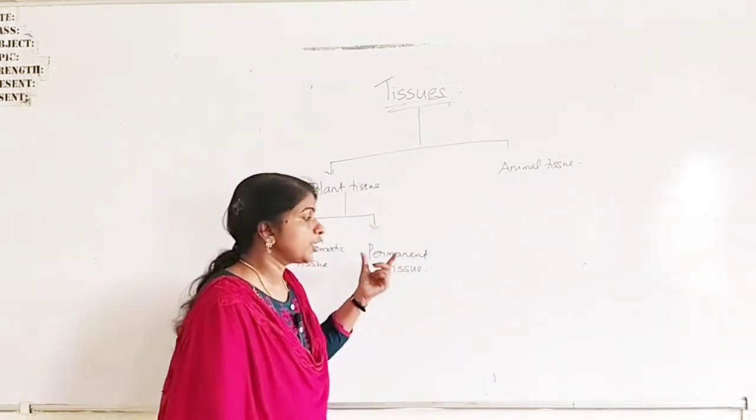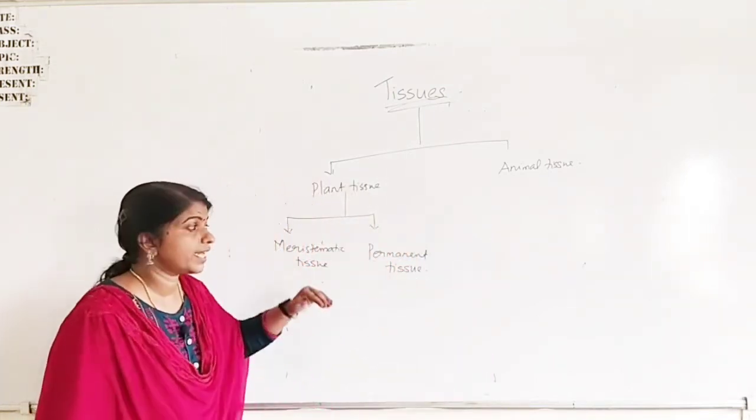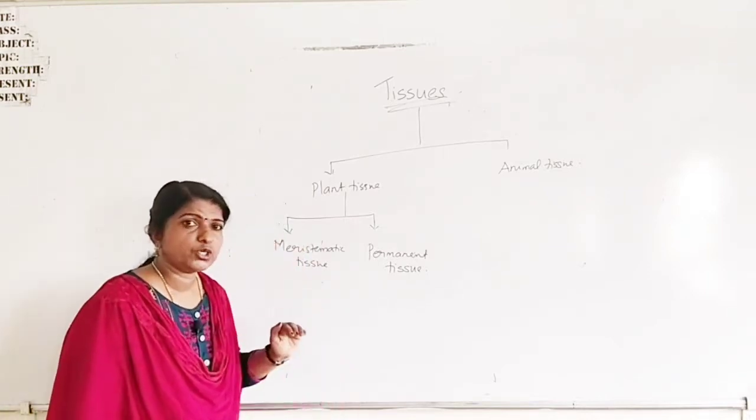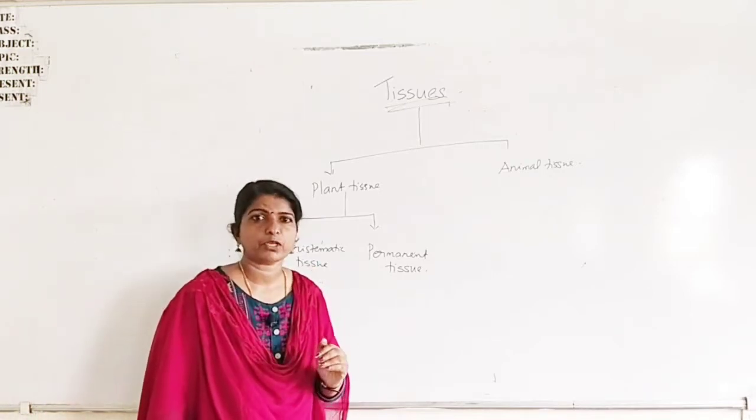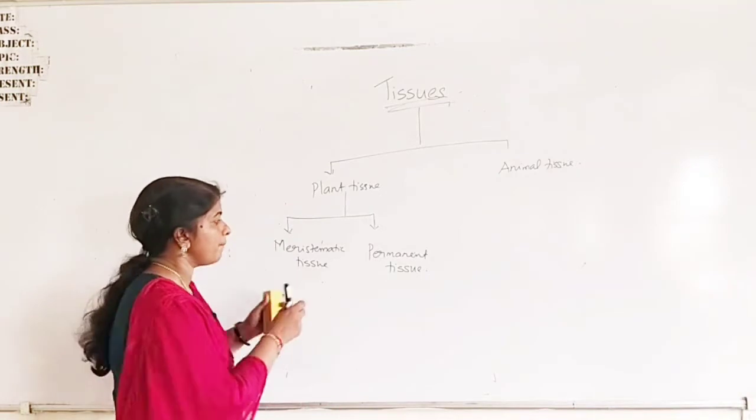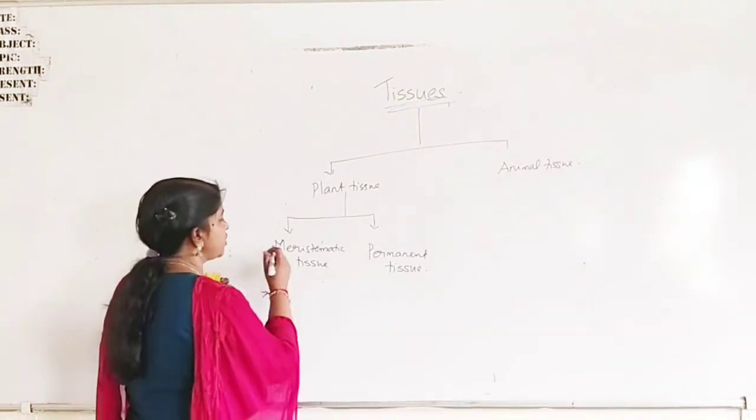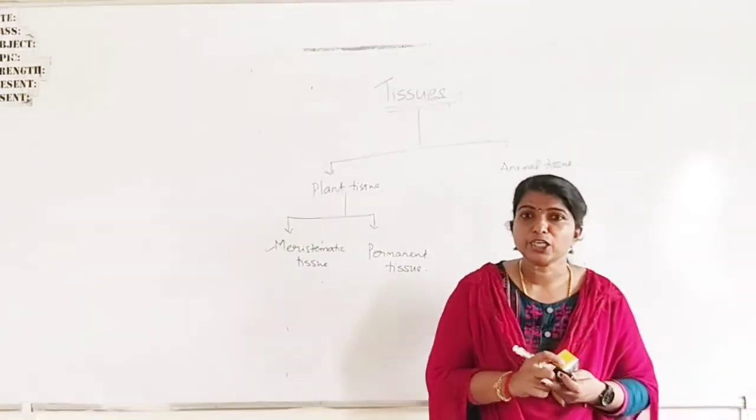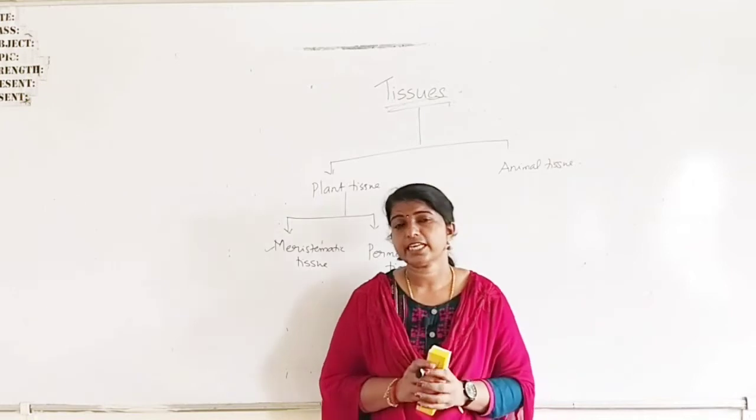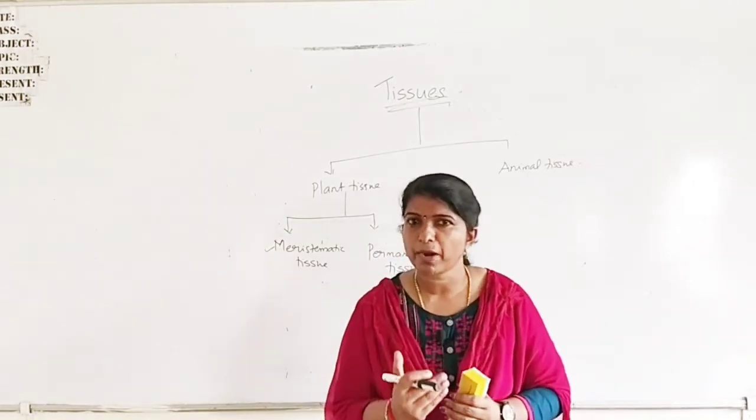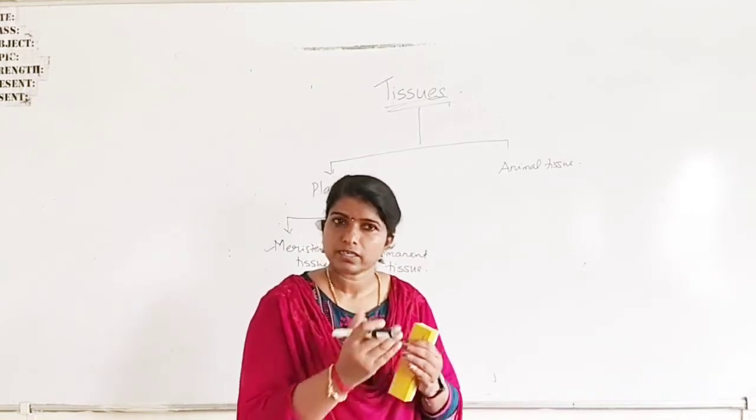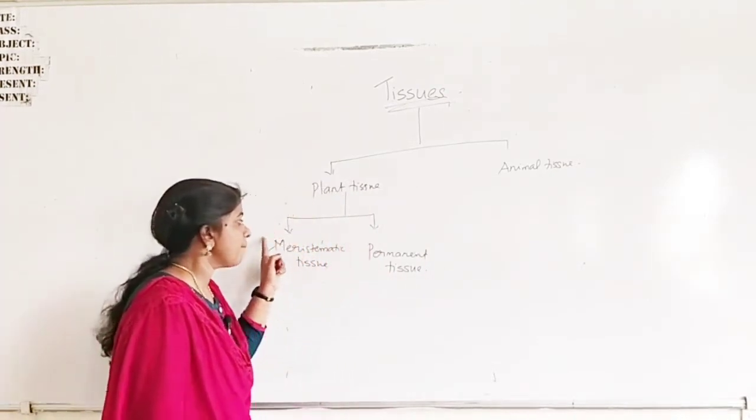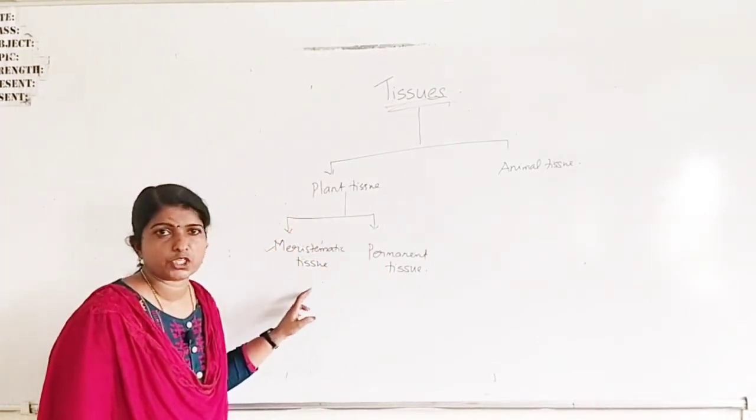That means the growing tissue is present at the tip of root and stem. Such continuously dividing cells are known as meristematic tissue or meristem. So what is a meristem? The continuously dividing cells present at the growing regions of the plant body like root tip, shoot. Shoot means stem tip. That is known as meristematic tissue or meristem.